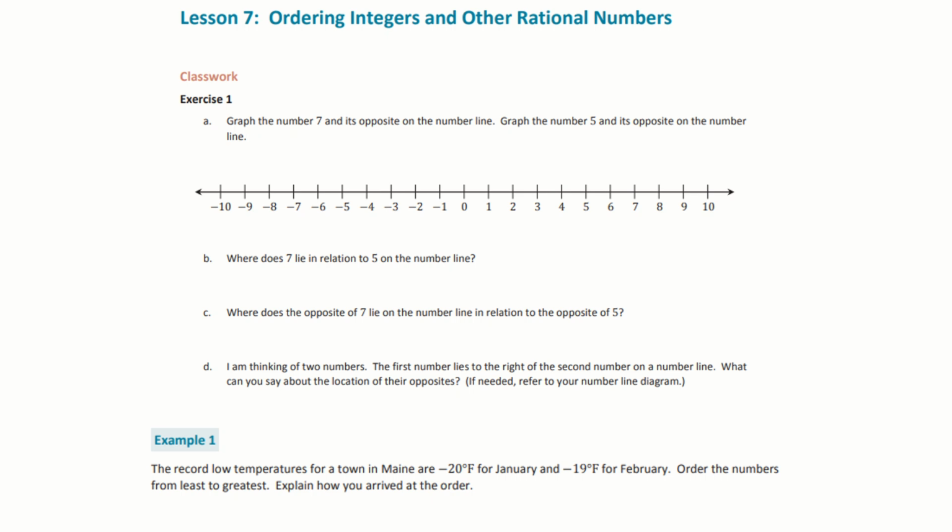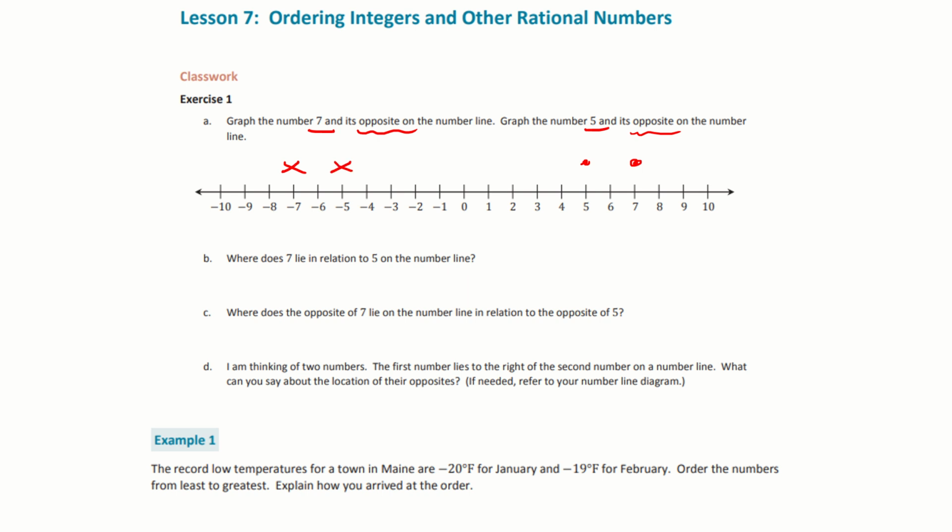All right, today's lesson, lesson 7, is ordering integers and other rational numbers. So we're going to graph the number 7, it's that one, and its opposite on the number line. Opposite of 7 would be negative 7. I'm going to put an X where the opposite is. Graph the number 5. I'm going to put a dot there where 5 is, and its opposite, and the opposite would be negative 5. And put another X there.